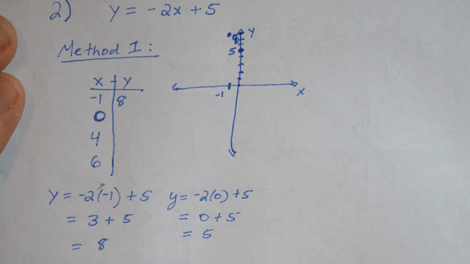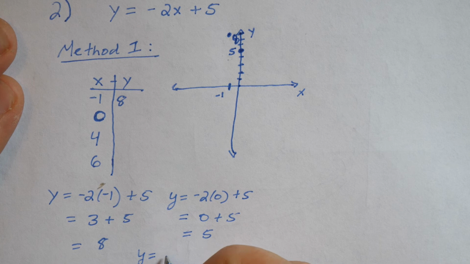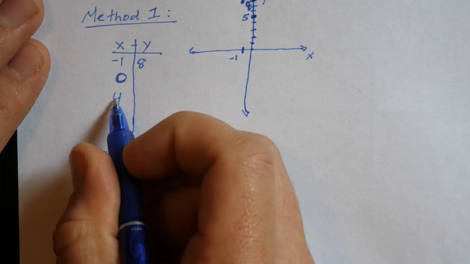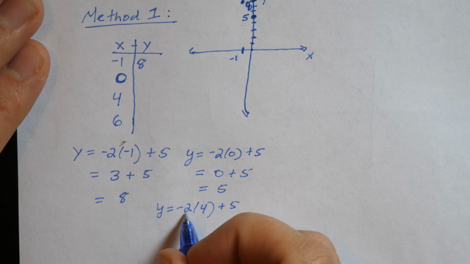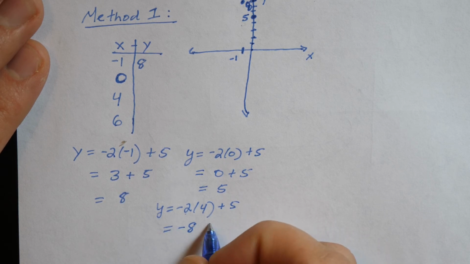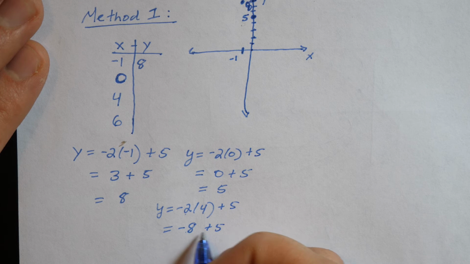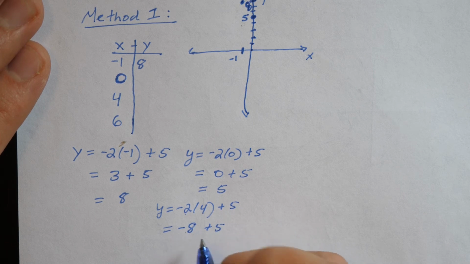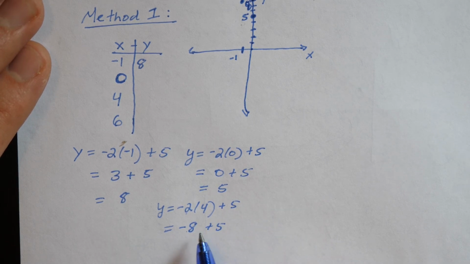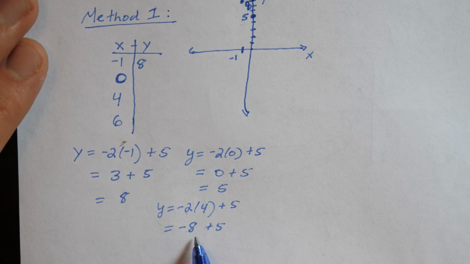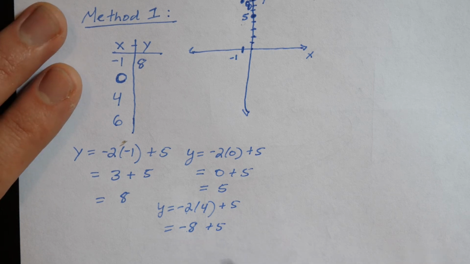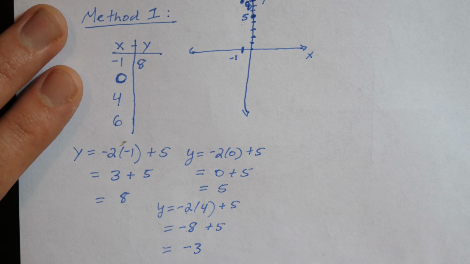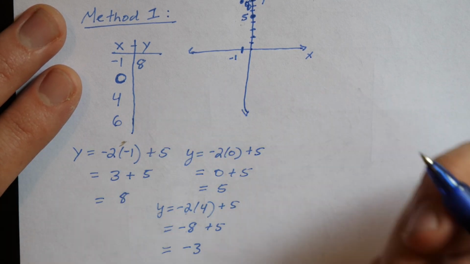Now, next point is 4. So I'm going to get y equals -2 times 4, because I'm plugging it in from there, plus 5. -2 times 4 is -8. -8 plus 5. See how the negative is next to the bigger number. Since the negative is next to the bigger number, you're going to end up with a negative number as an answer. Because it's like you borrowed $8, so you're in debt $8, and then you pay back 5. You haven't paid back the full debt. You still owe $3.